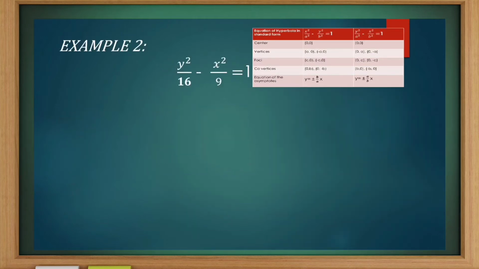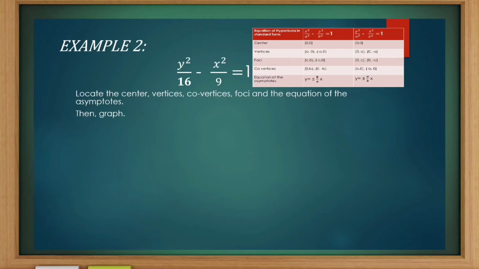Now let's have example number 2. Our example number 2 is y squared over 16 minus x squared over 9 equals 1. So the question is, locate the center, vertices, co-vertices, foci, and then the equation of the asymptotes, then graph.